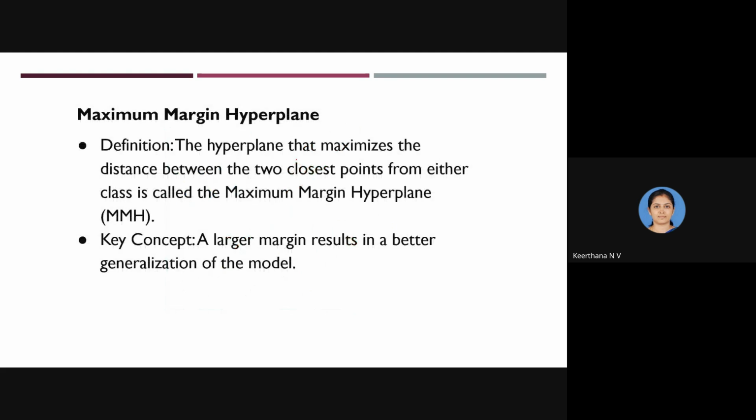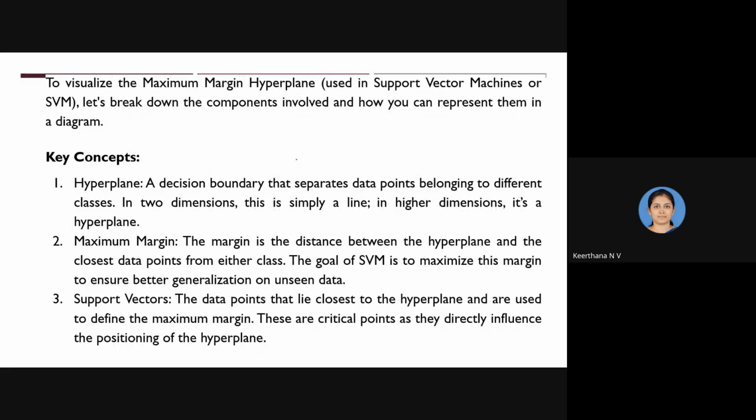So maximum margin hyperplane means, in a binary classification problem, let us assume we have more than two classes. We want to find a hyperplane that separates with the maximum possible margin, which we can get with an MMH, called a maximum margin hyperplane. And the key concept here is that a larger margin results in better generalization of a model. What are the key concepts? One thing is the hyperplane, the second thing is the maximum margin, and the third thing is support vectors.